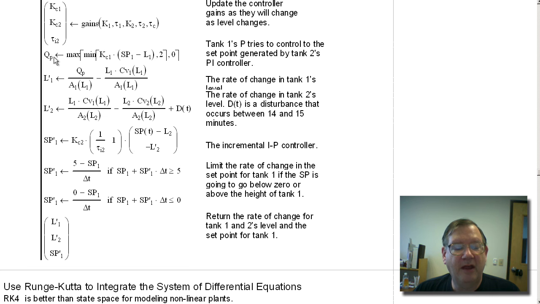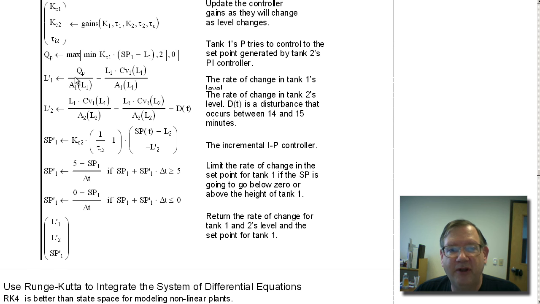Now I calculate the flow into the pump, and that's basically very simple. I have the set point for tank 1 and the level of tank 1. I subtract the two, and I just multiply it by the proportional gain, or the controller gain here, and I just limit the flow. I make sure I don't get a negative flow, and I limit it to a maximum of 2 cubic meters per minute, and that makes it so that I've got a pump flow that I can use in the equations here.